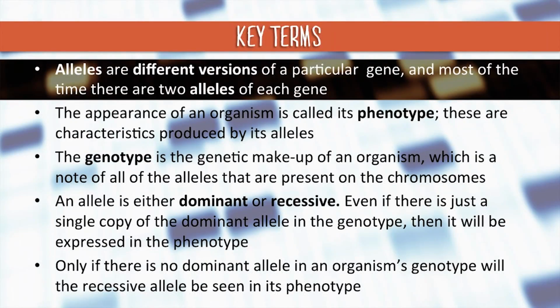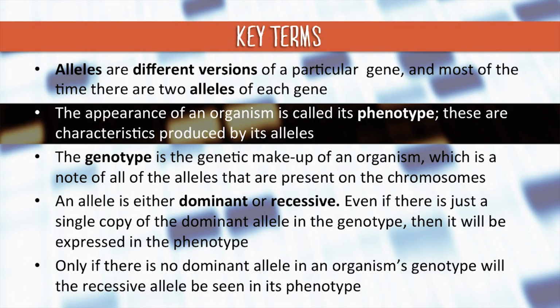There are some key terms that you need to understand before we go any further. Alleles are different versions of a particular gene, and most of the time there are 2 alleles of each gene. The appearance of an organism is called its phenotype. These are characteristics produced by its alleles.